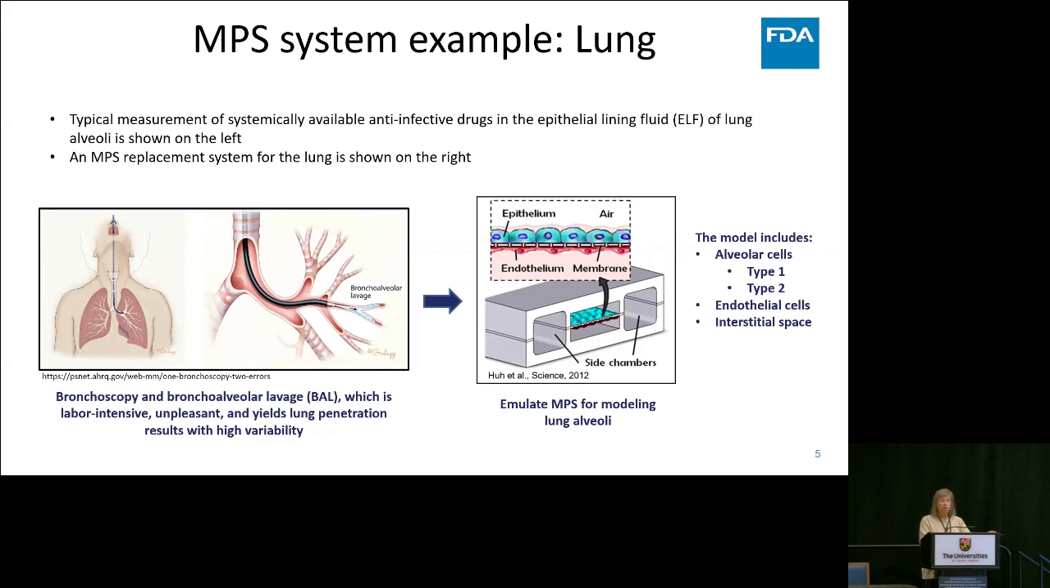If you do this in terms of an MPS system, on the one side, you have the airway epithelium, you have air. On the other side, you have endothelial cells in a membrane, and you can actually run air through the system and fluid through the other side of the system, so that you actually have something that more closely represents the tissue in the in vivo state.